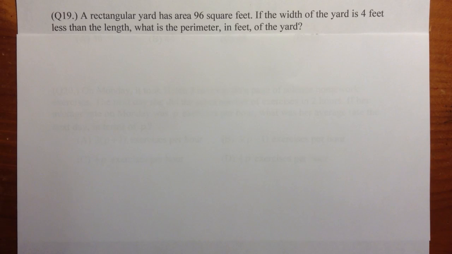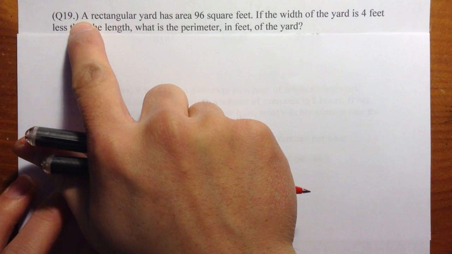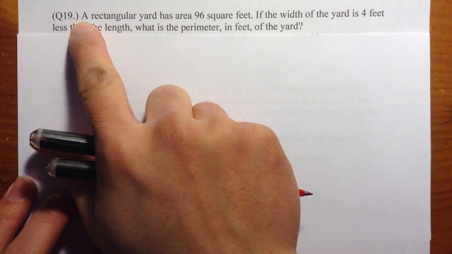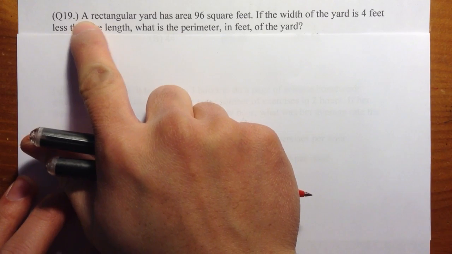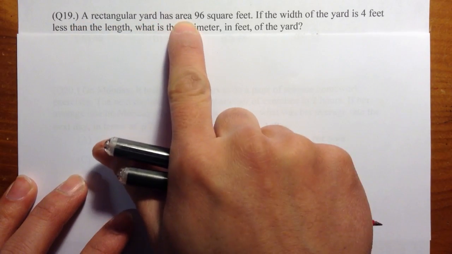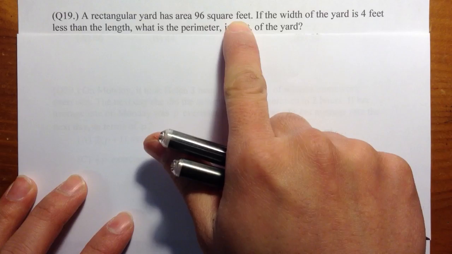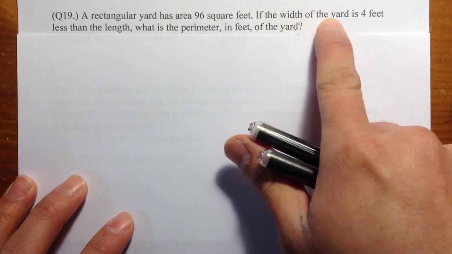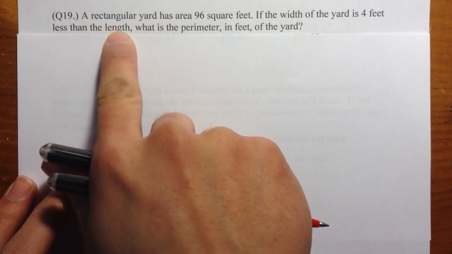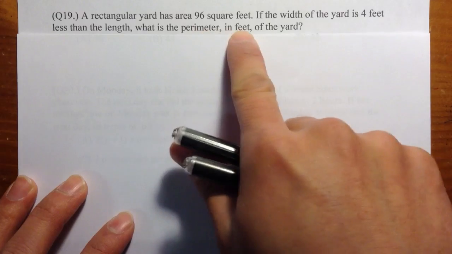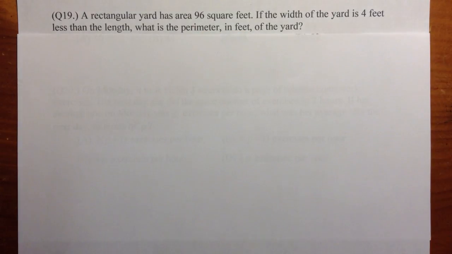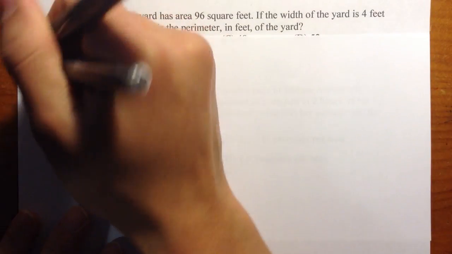Number 19 is an application question, i.e. a word problem. But it's okay. Let's read. The first thing is to read the question and understand it. A rectangular yard has an area of 96 square feet. If the width of the yard is 4 feet less than the length, what is the perimeter in feet of the yard? So again, let me show you guys an example first.